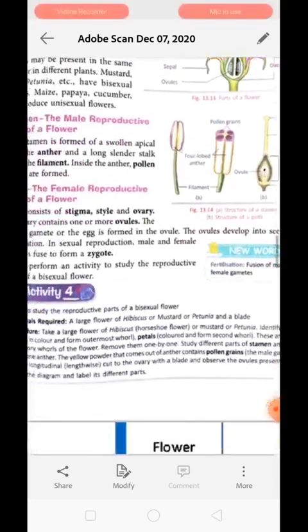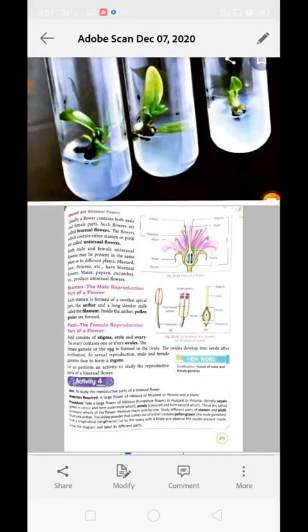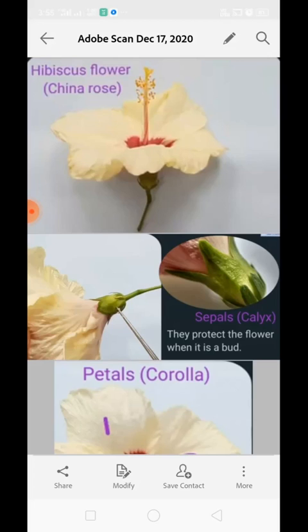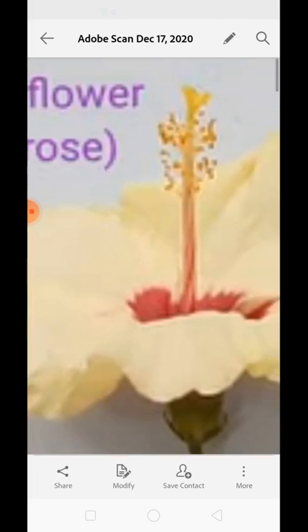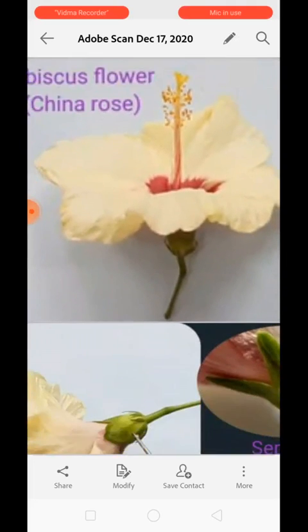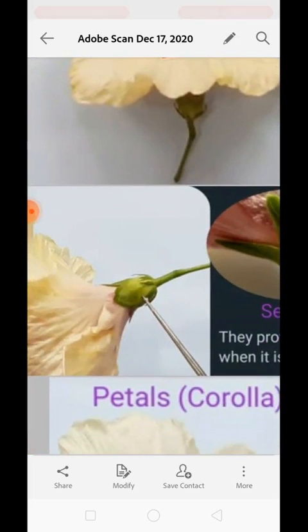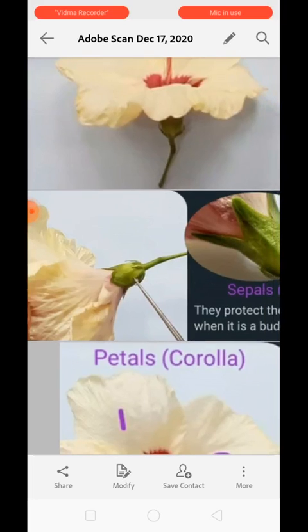Now next is activity number 4. To study activity 4, we need a flower which is bisexual in nature. So we have chosen a hibiscus, or China rose. You are very much familiar with this flower. We are going to study its different parts as well as its reproductive parts.